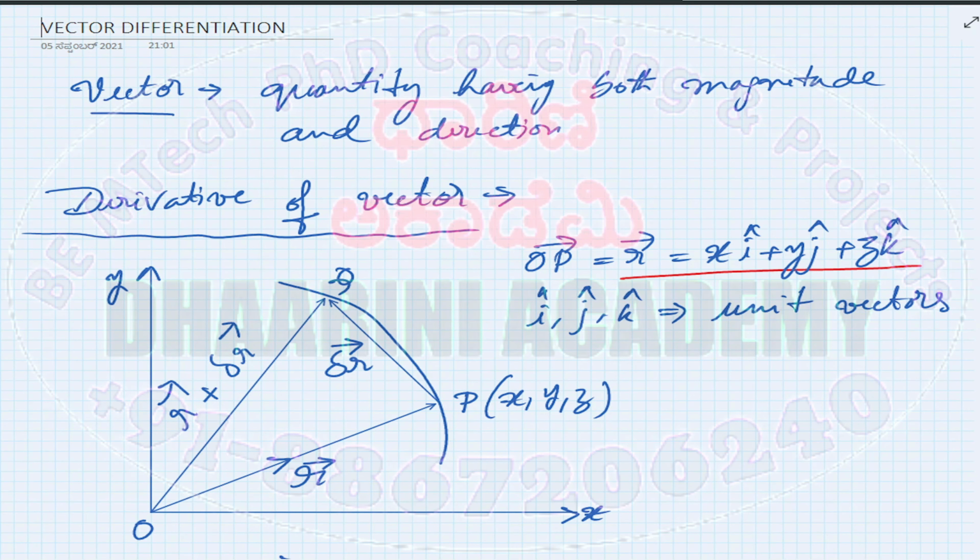A quantity which has both magnitude as well as direction, we call it a vector. But when a vector is a function, we should be able to apply every operation that we can apply on a variable to the vector, because now the vector becomes a function.